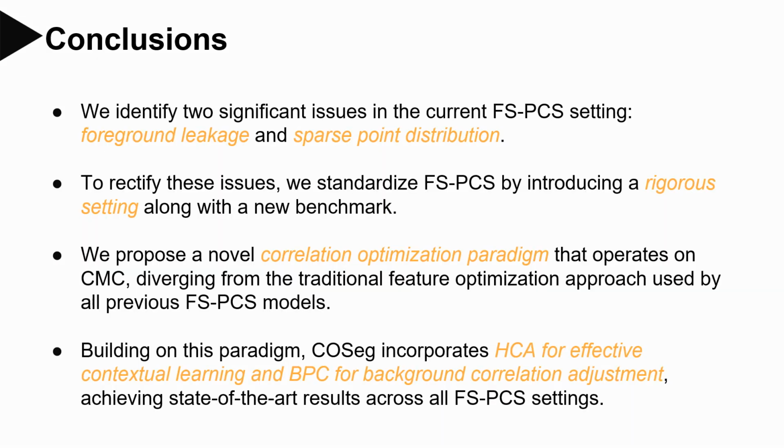In conclusion, we identify two critical issues in the FS-PCS setting which have undermined the validity of previous progress, and we introduce a standardized setting along with a new benchmark. Moreover, we propose a novel correlation optimization paradigm for better few-shot generalization, and our model incorporates HCA for effective contextual learning and BPC for background adjustment. We hope that our work serves as a foundation for FS-PCS and sheds light on future research.